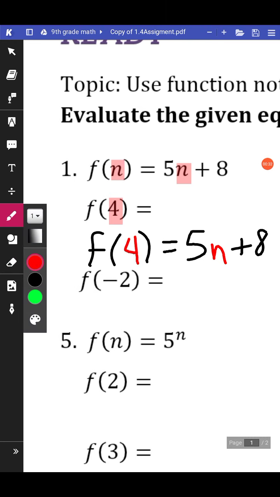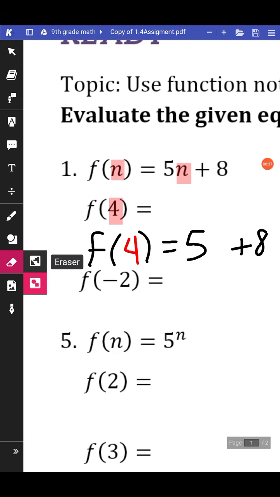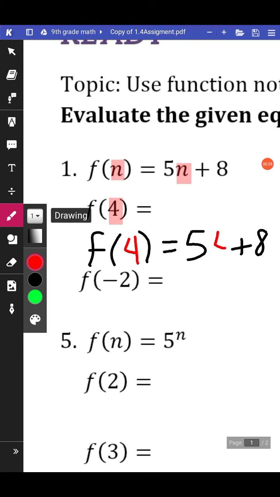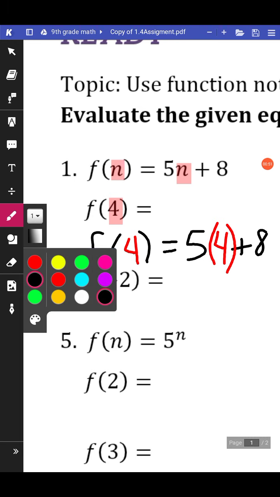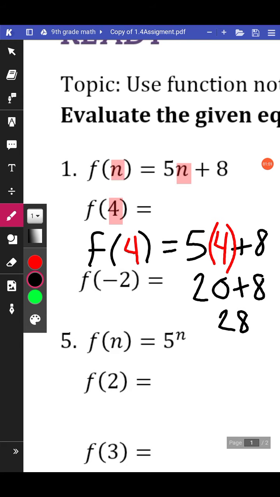So what I'm going to do is I'm going to get rid of this n and replace it with a 4. But if I replace that n with a 4, I also have to replace this n with a 4. But we don't want 54. So anytime that you take out a variable, you need to make sure you're going to put parentheses around it. So now we have 5 times 4, which is 20, and then plus 8, so we're going to get 28. So what all of that means is if I plug 4 in for n, or substitute it in, I will get the answer 28.